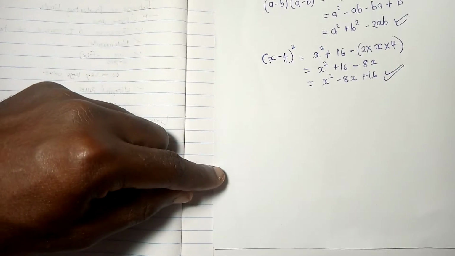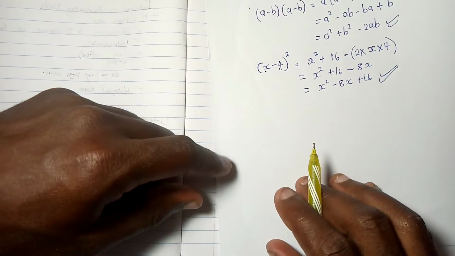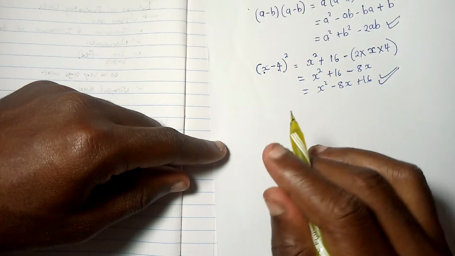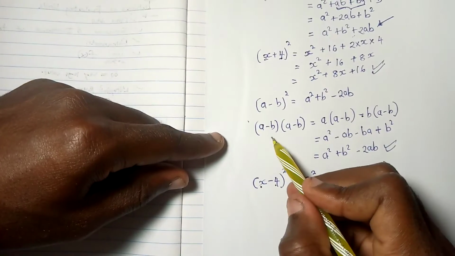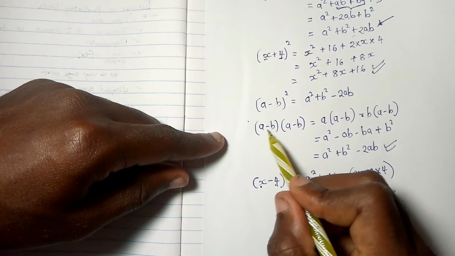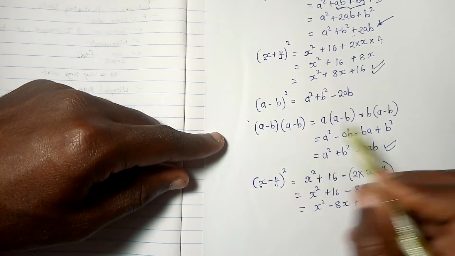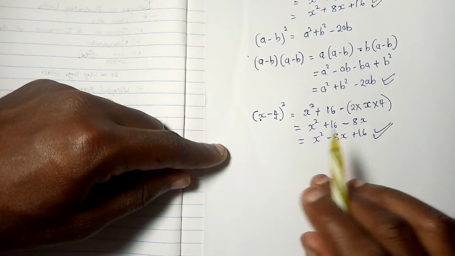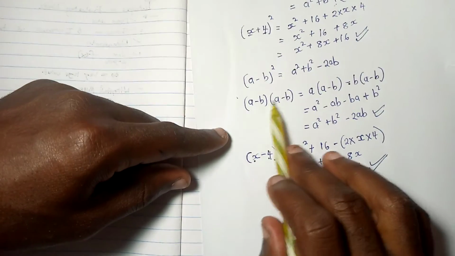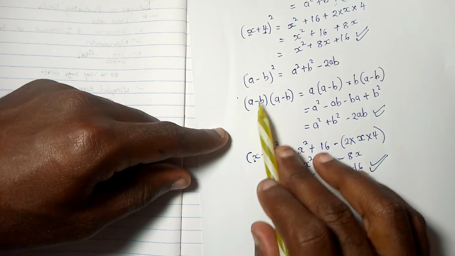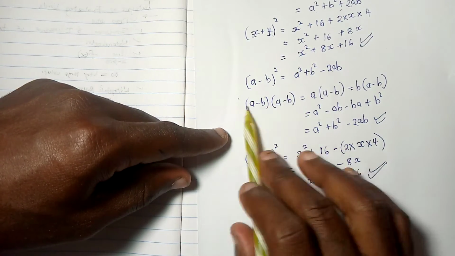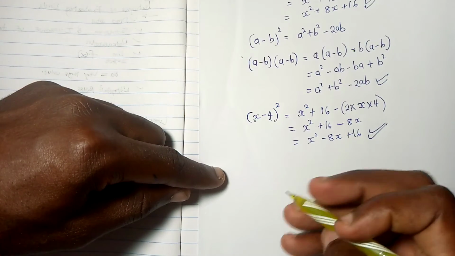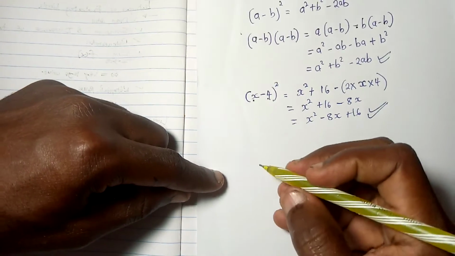And then now we have what is known as the difference of two squares. No, this is not the difference of two squares. Let me come to the difference of two squares. What we just did is a product of two differences, because you can see you are multiplying a minus b and a minus b. So then now we can come to what is known as the difference of two squares.